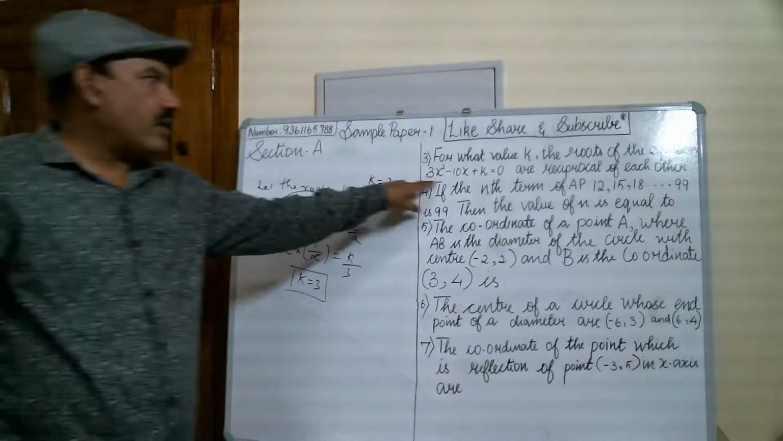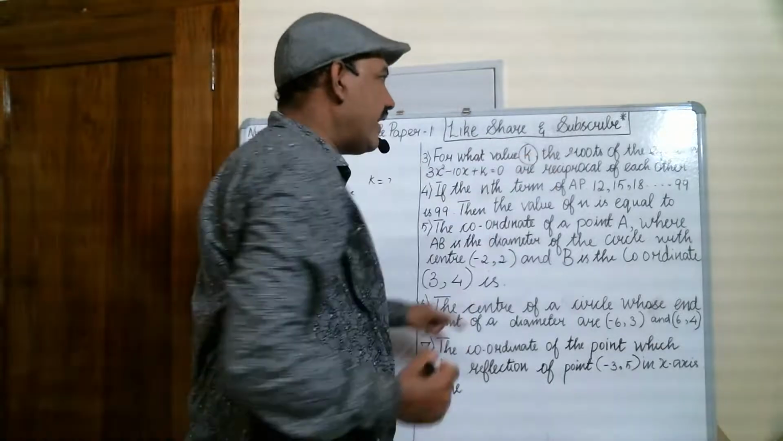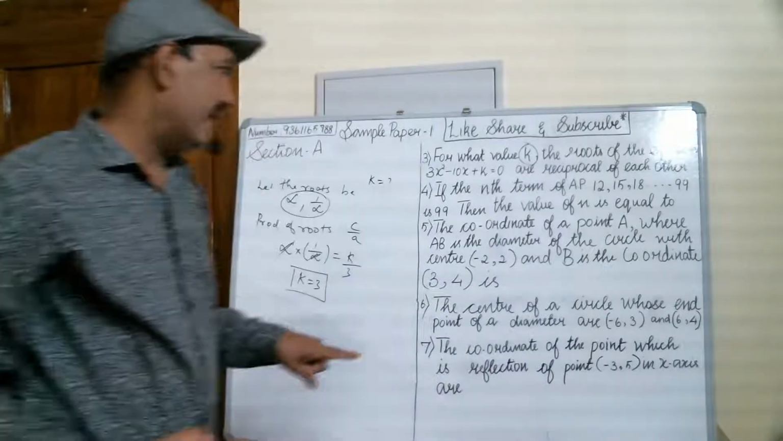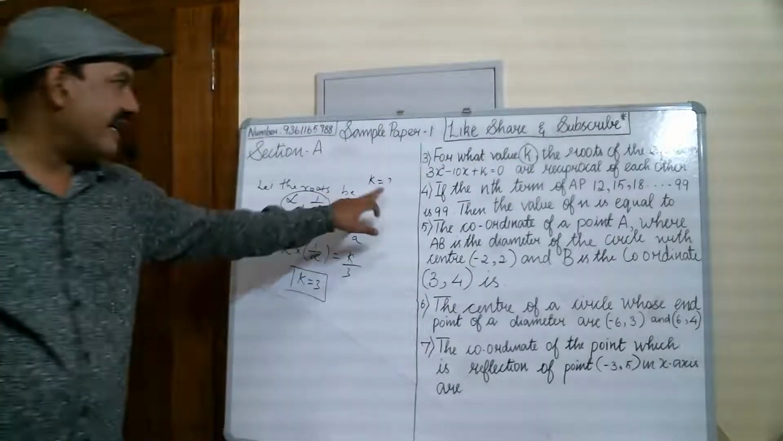A quadratic equation is given to you. It is mentioned that you are asked to find out the value of k. It is also mentioned that the roots are reciprocal of each other. So in the question, they have asked us to find k, k is equal to question mark.